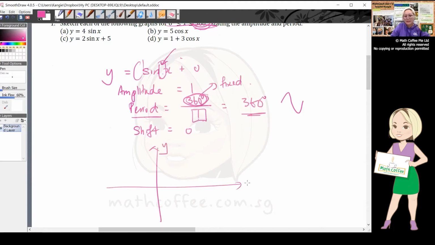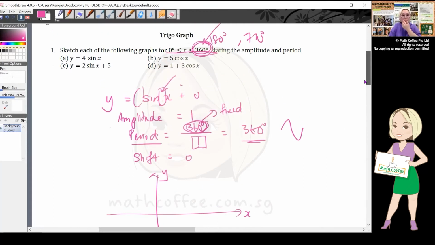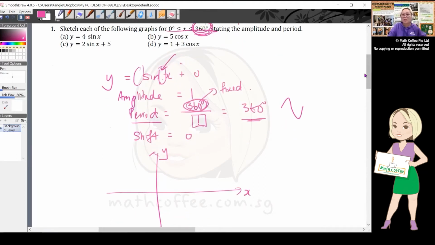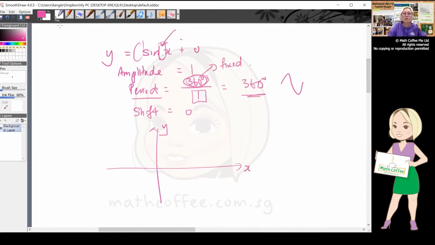Okay, this is y, this is x. Because they asked me to draw up to 360, that means I only need to draw one cycle. A lot of students, when they draw trigo graphs, the proportion of the graph is very off, not here, not there. So the trick is this: even if they ask us to draw 2 cycles, we always draw one cycle at a time. So for this case, I only need to draw one cycle, and I shall put 360 degrees.